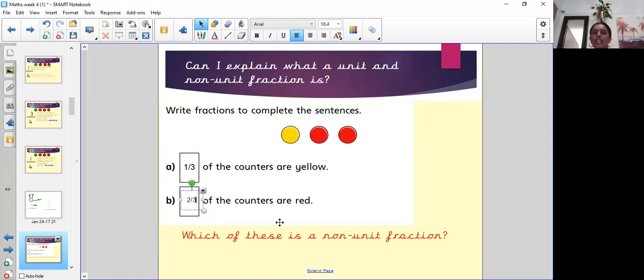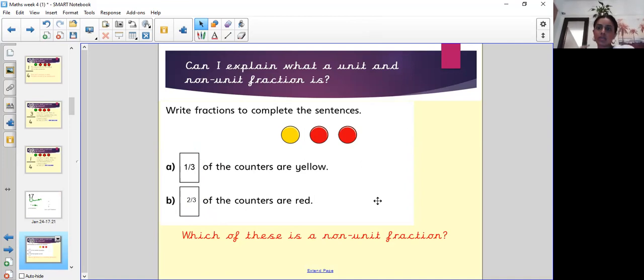So here you can see 1 out of 3, or 1/3, of the counters are yellow. This is called a unit fraction because it starts with the number 1. And on B, 2 out of 3, so 2/3 of the counters are red. This is called a non-unit fraction. The question underneath says, which of these is a non-unit fraction? B is a non-unit fraction because the number 2 is bigger than the number 1, which makes it a non-unit fraction.